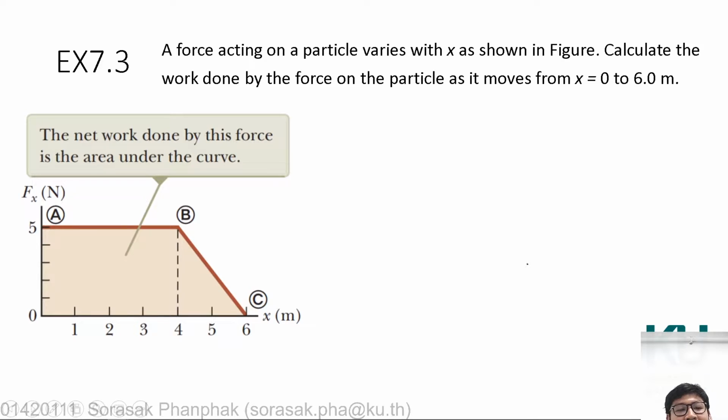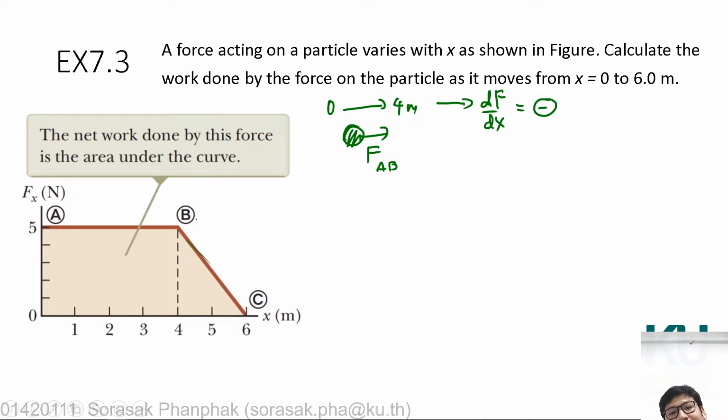This is an example of a particle moving under this relation. From position 0 to position 4, this particle was acted on by a constant force between A and B. And after 4 meters, you can see the force varies, and dF by dx in this case is getting lower. So this is a system where the force is constant and then the force is not constant.